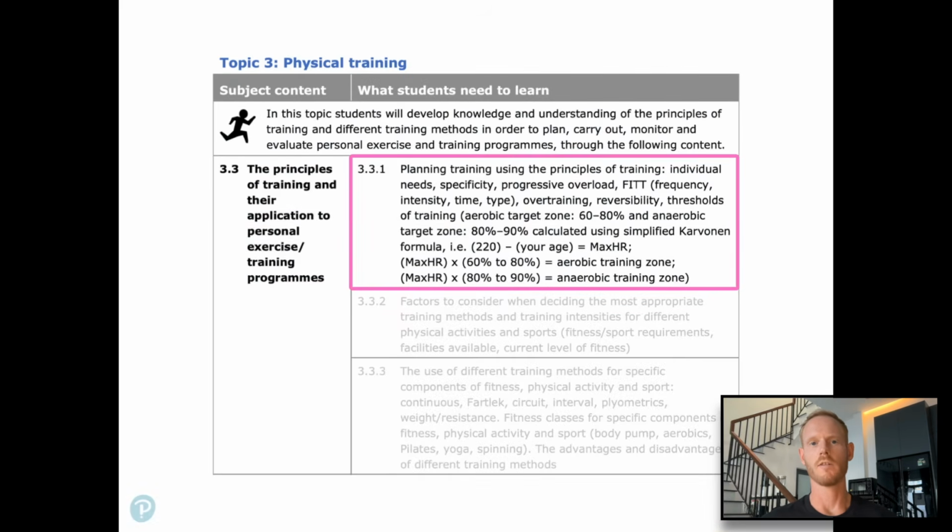Well done, you've just covered absolutely everything you need to know on the principles of training.